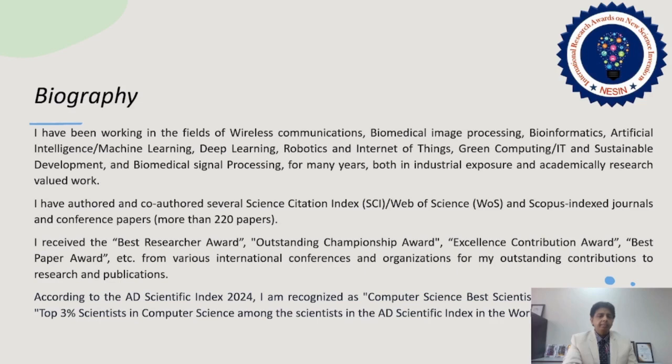I received the Best Researcher Award, Outstanding Championship Award, Excellence Contribution Award, and Best Paper Award from various international conferences and organizations for my outstanding contribution to research and publication. According to the AD Scientific Index 2024, I am recognized as the best computer science scientist in my university and a top 3% scientist in computer science among the scientists in the AD Scientific Index in the world or country.